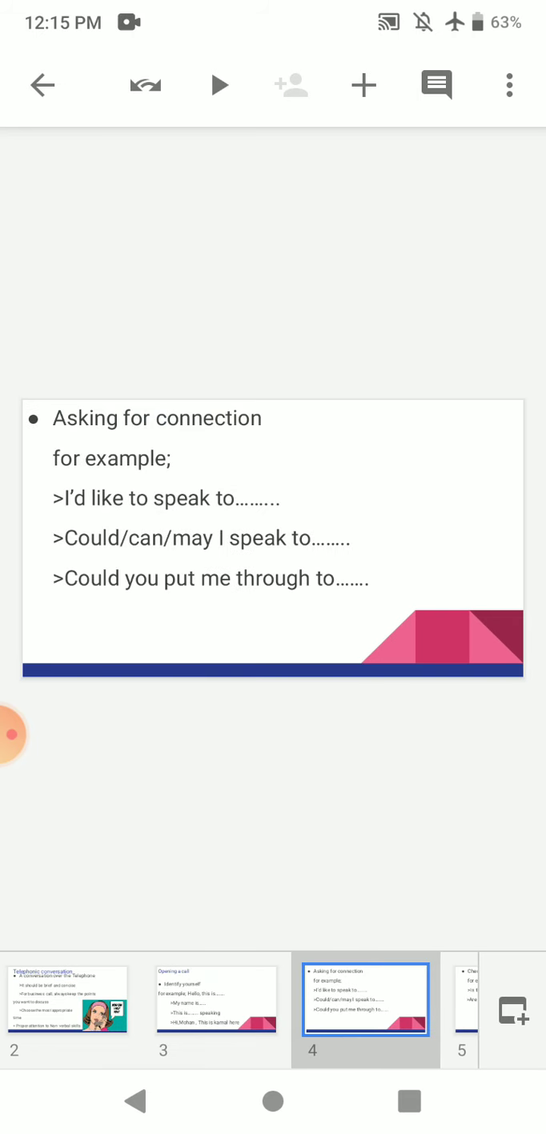For example, confirm whether you are speaking to the person you actually called. You will have to see whether the person you called is on the other side, or his manager or his assistant, or somebody else has picked up your call. So you will see whether you are speaking to the right person or not. You will say, for example, "I would like to speak to Mr. ABC. Can I speak to Mr. ABC? Could you put me through?"